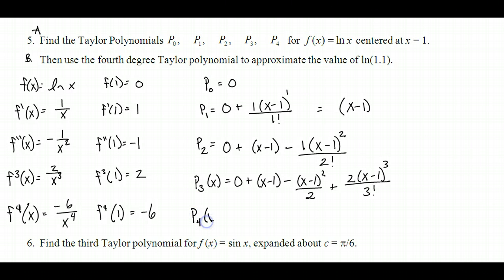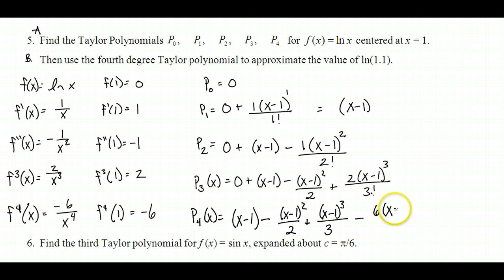And our last one, our fourth degree, I'm not going to write in 0 because I don't want to have to rewrite another step to clean this up. So 0, it's not worth writing. Then we have our x minus 1. Our next term is x minus 1, that quantity squared, divided by 2. Our next term is going to be positive 3 factorial 6. So 2 over 6 will give us 1/3. X minus 1 to the third. Then our last one, we'd have negative 6. And then that's x minus 1 to the fourth divided by 4 factorial.